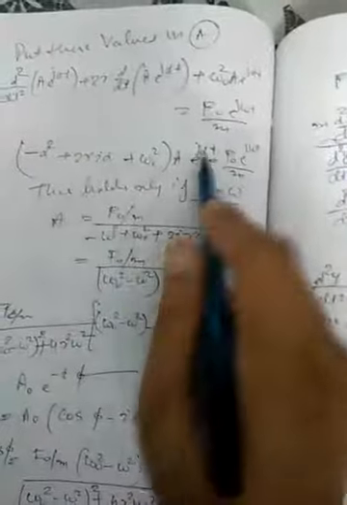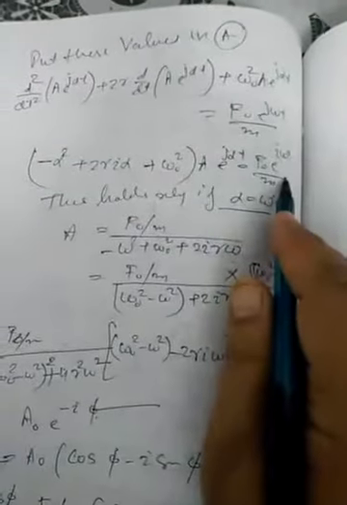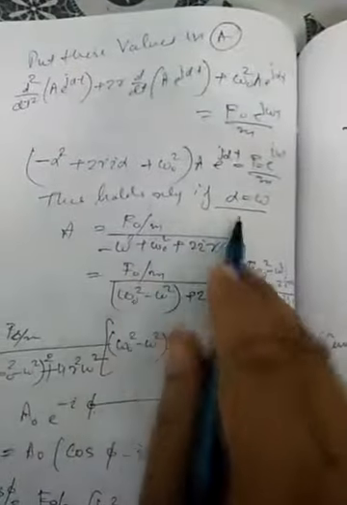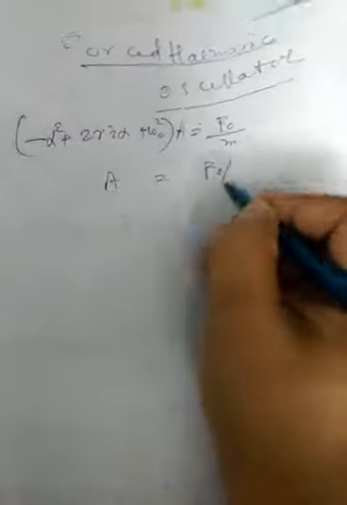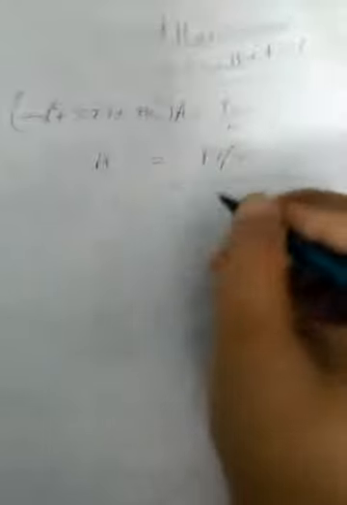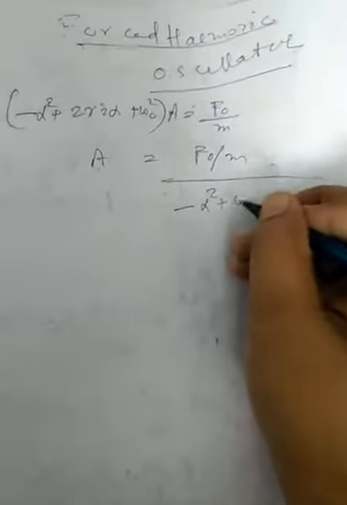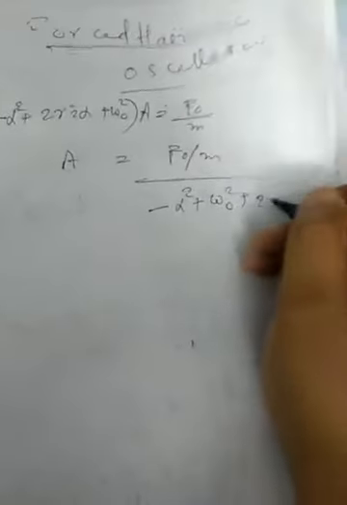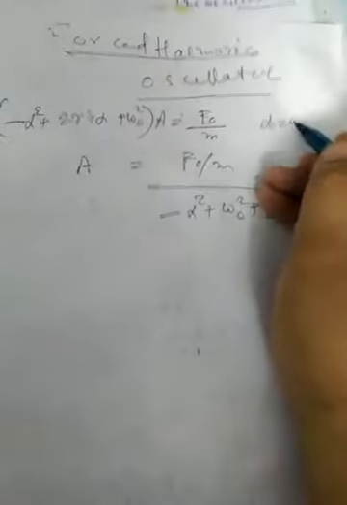Now this equation will be matchable if this identity holds good, that is, alpha is equal to omega. So if alpha is equal to omega, then these equations are equal. Now we can find the value of a. Up to here we have got this equation. So the value of a can be equated by f naught by m divided by this factor of minus alpha square plus omega naught square plus 2 gamma eta alpha. Now we have seen that this condition was equal when alpha was equal to omega. Now we put alpha equal to omega here.